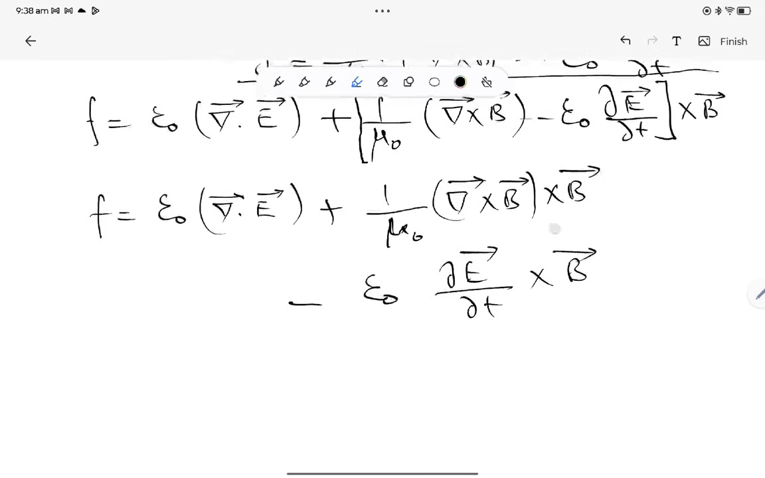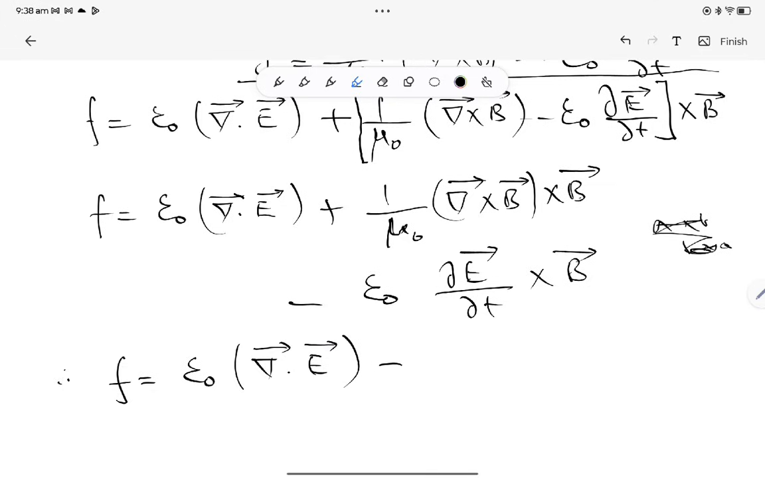Two changes that I will make here. One is, I will put this in this form, B cross del cross B. That means instead of A cross B, I will write B cross A. And I can do that, but with a negative sign. I have to change the sign then. And therefore, F is equal to epsilon naught del cross E minus 1 by mu naught B cross del cross B.